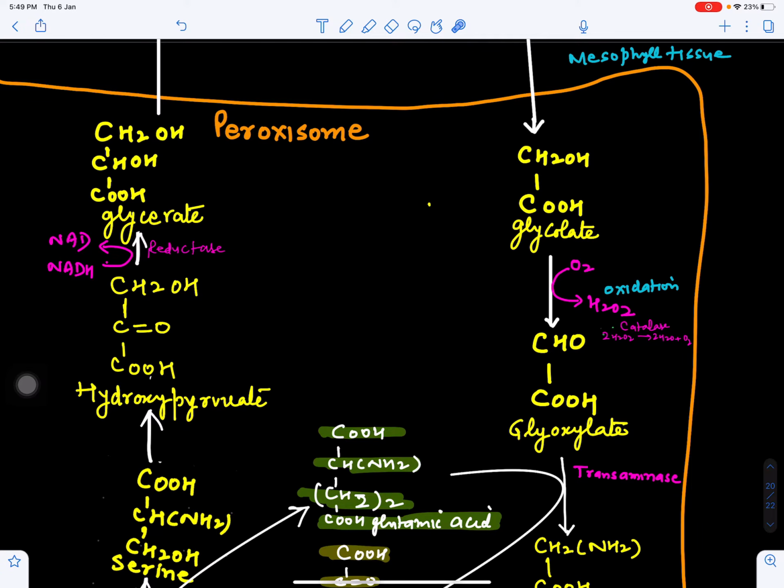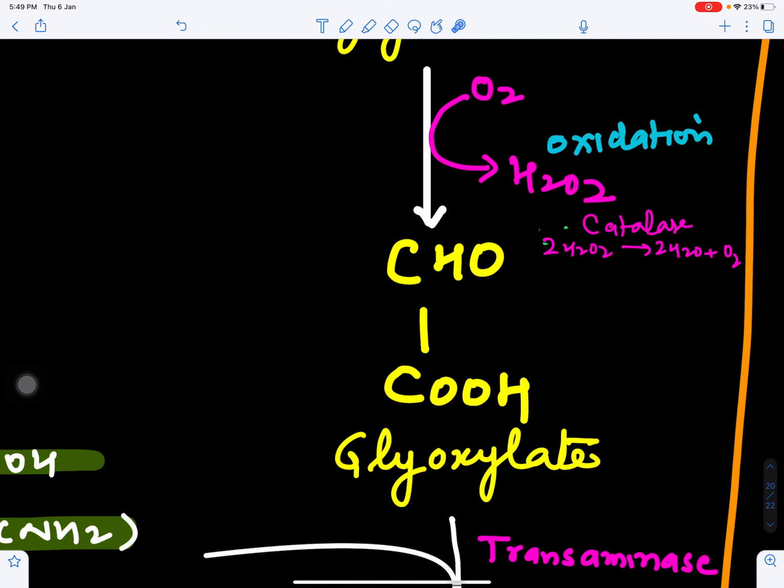Now this will form a side product called hydrogen peroxide. This hydrogen peroxide will be catalyzed by the catalase enzyme, and converted to water and oxygen. If hydrogen peroxide as such accumulates, it may become toxic. So it will be acted on by catalase and converted to water and oxygen.